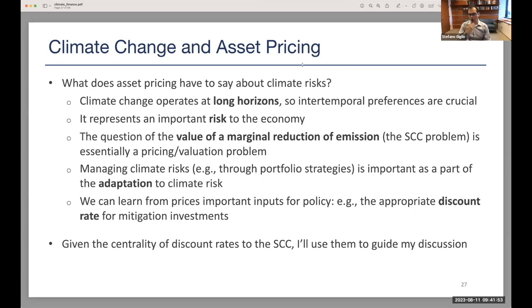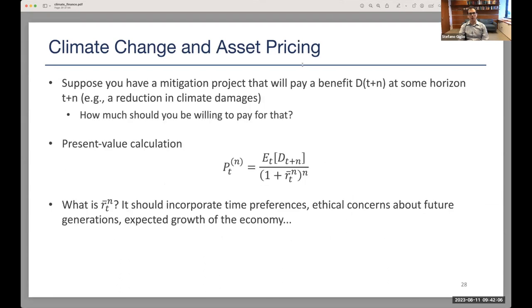Okay, so I'm going to use the social cost of carbon as a guiding light through what I'm going to say, but you'll see that what I'm going to say is more general, just about how we build this model. A little bit of review of general discounting theory, which I'm sure you're all familiar with. Suppose you have a mitigation project that will pay benefits at some horizon T plus N. How much should you be willing to pay for that?